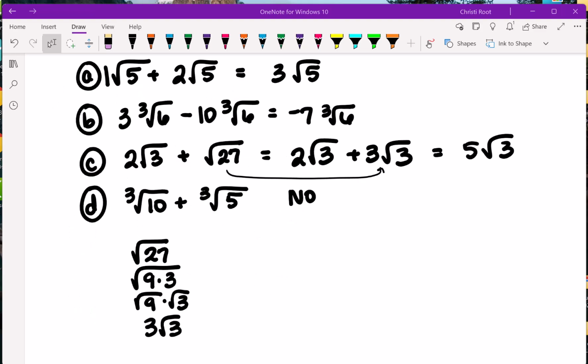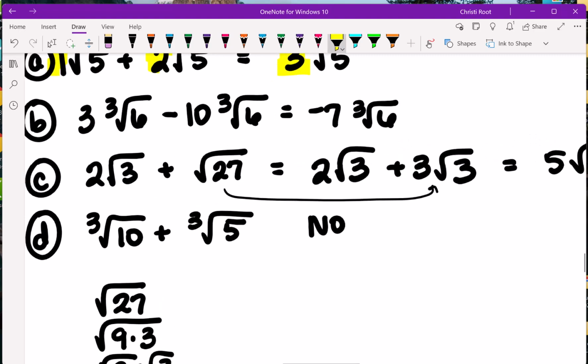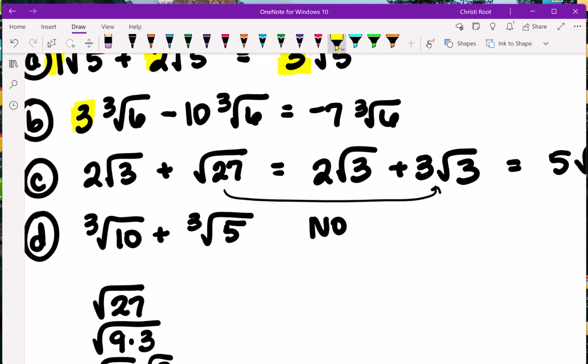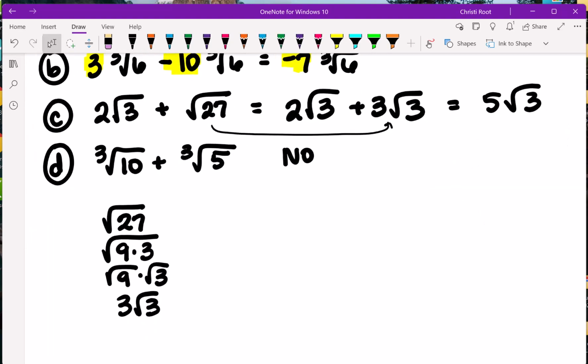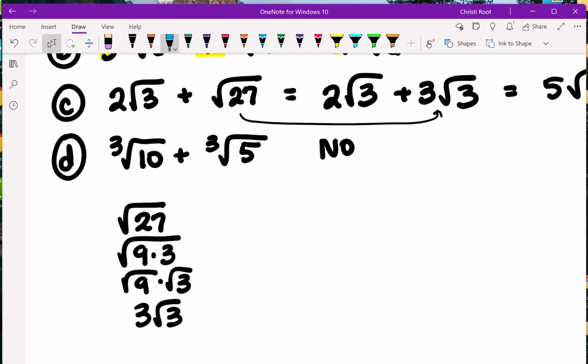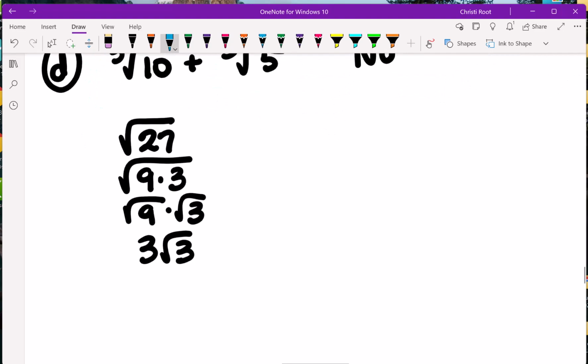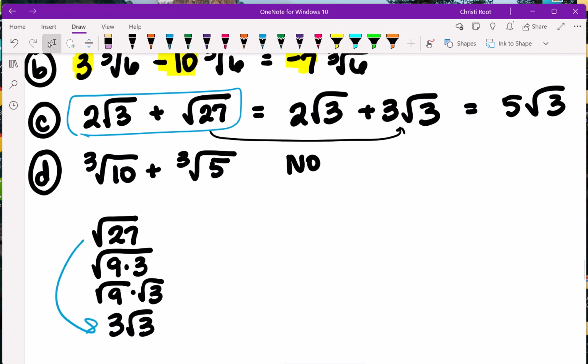Okay, so let's check our work. On the first one, I just added 1 and 2, and that gave me 3. The second one, I can take 3 minus 10, and then that gives me negative 7. But now on the third one, the way it is, I can't do anything about it because the radicands are different. So if you look down below, I took the square root of 27 and I simplified it. So the square root of 27 is 3 square root of 3, so I just kind of replaced it.